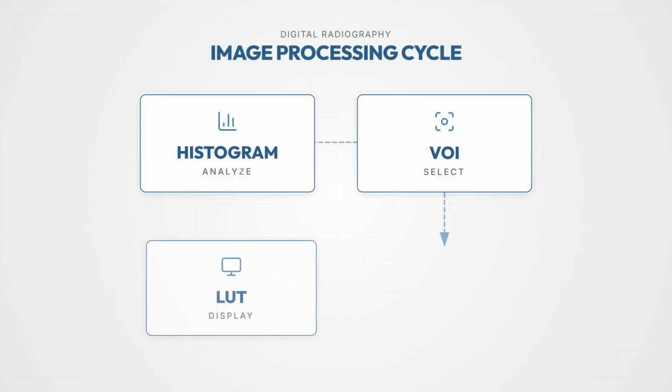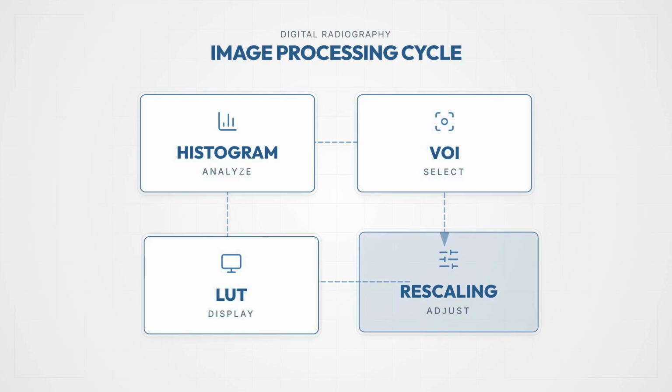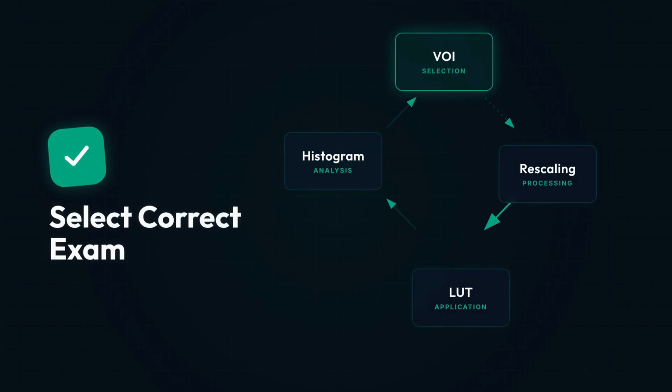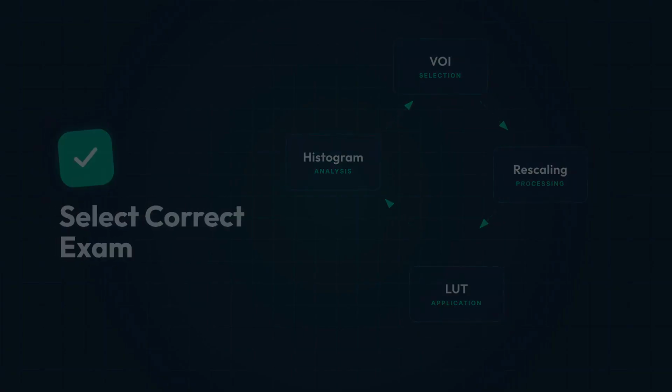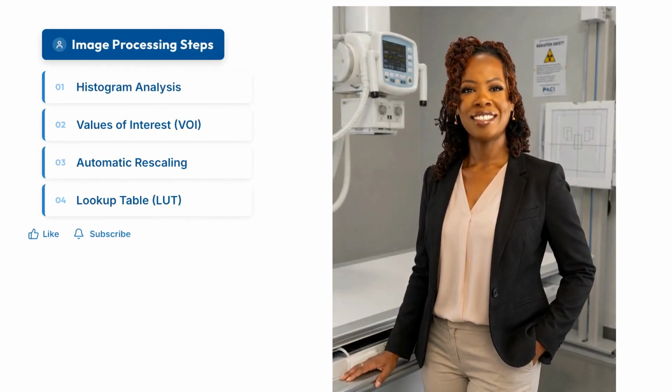Here's the easiest way to remember the process. Histogram analyzes, VOI selects, rescaling adjusts, and the LUT displays. Digital processing can make an image look properly exposed even when receptor exposure was not optimal. Always evaluate the exposure indicator along with image quality. Understanding what happens between the detector and the displayed image is essential to understanding digital radiography.